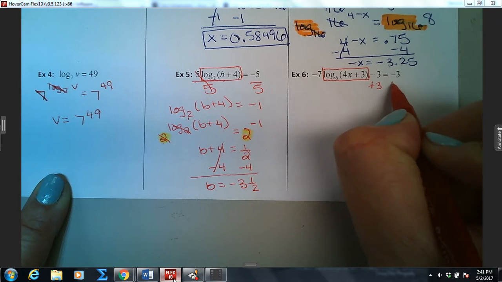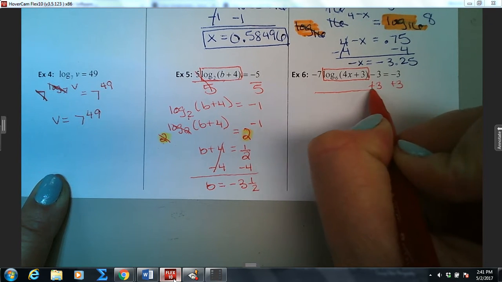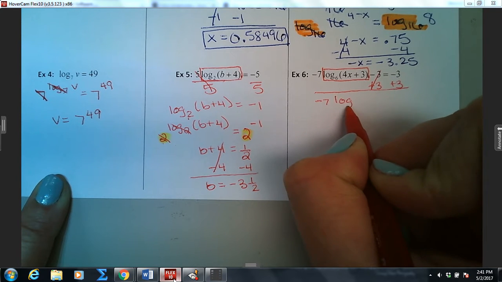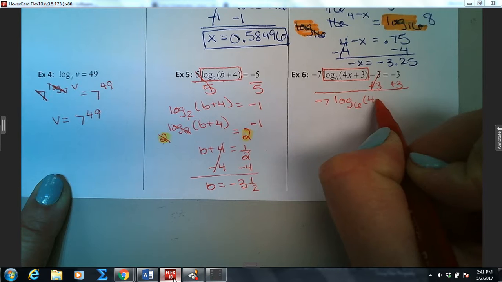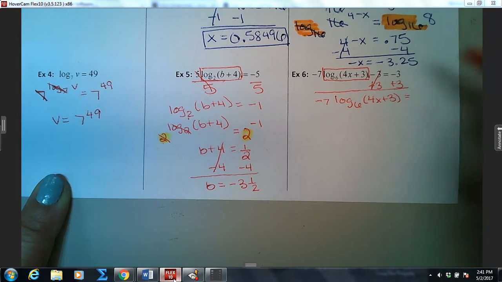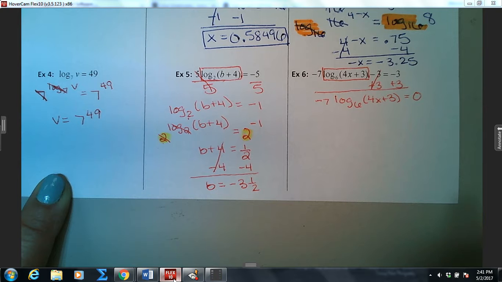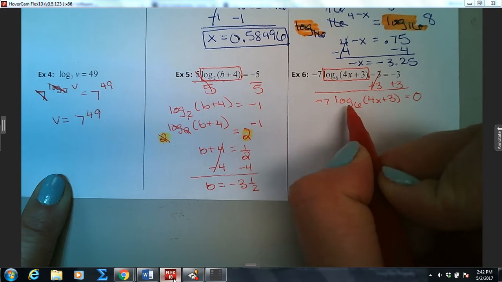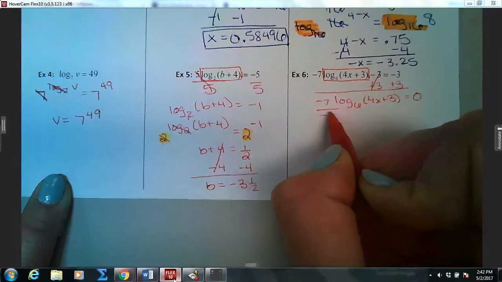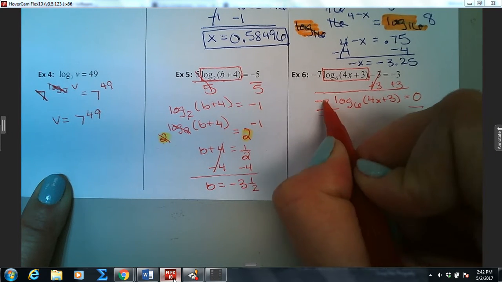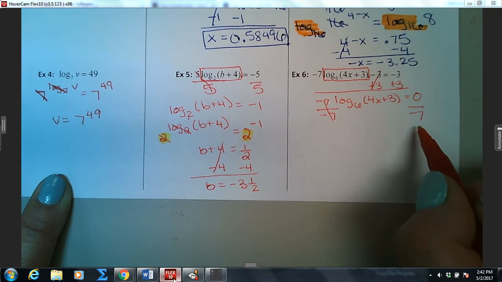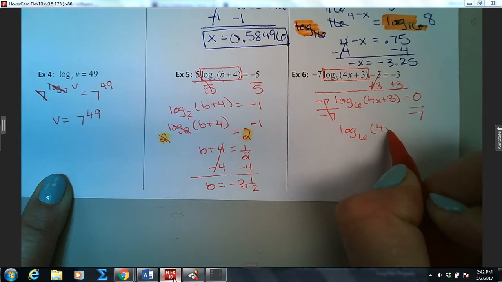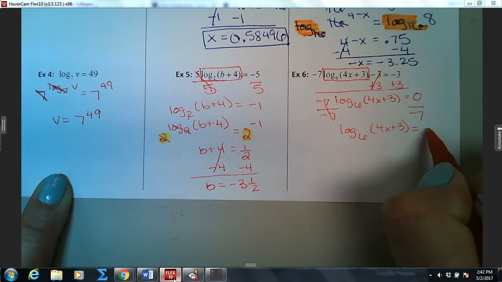I'll add 3 to both sides because adding is the inverse of subtracting. So I'll have negative 7, then all the log information, log base 6 of 4x plus 3 is equal to negative 3 plus 3 is 0. That's going to make this division pretty easy. To get rid of the negative 7 that's multiplying the log, I need to divide. And 0 divided by anything is still 0. So I have log base 6 of 4x plus 3 is equal to 0.